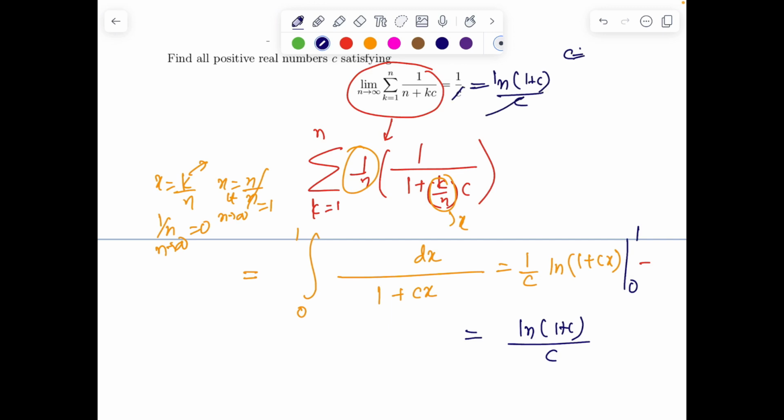C gets cancelled if c is not equal to 0. Clearly we can't allow c to be 0. So it's possible if and only if 1 plus c equals e. It's a value of c, e minus 1. See, the only positive real number which satisfies this equation is e minus 1.